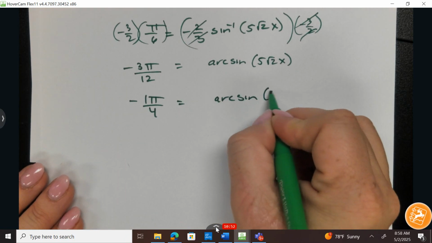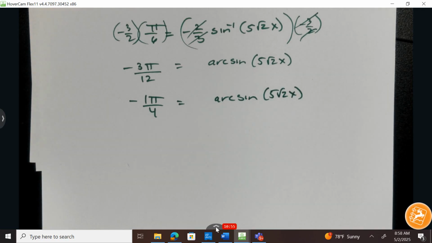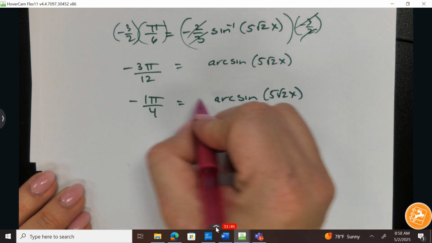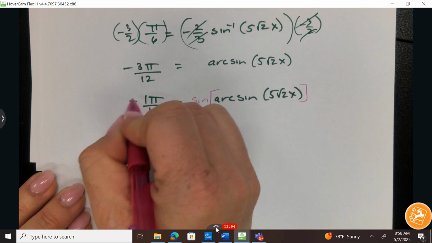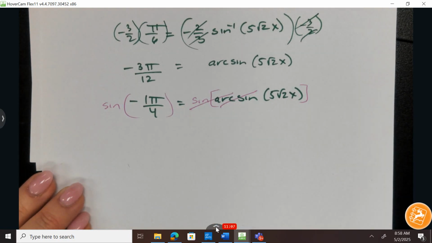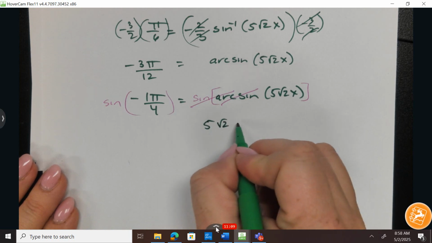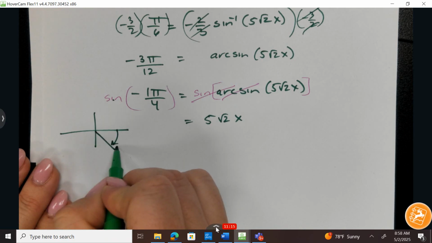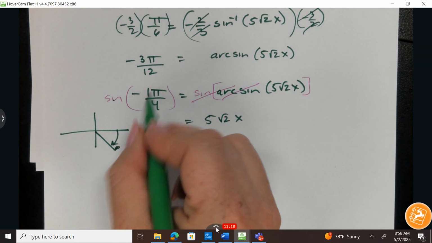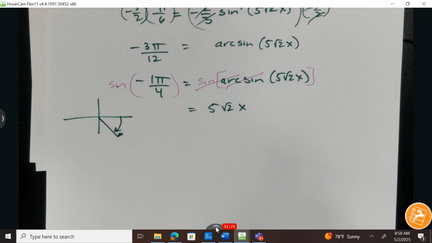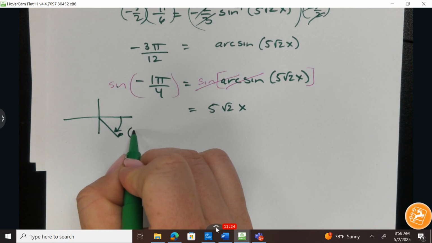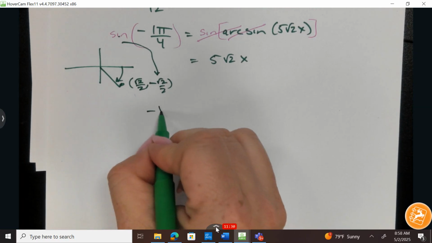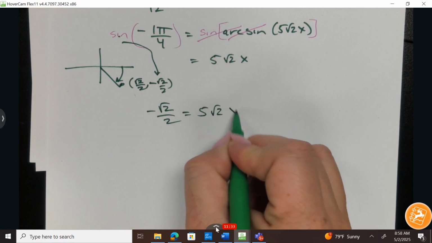Now, why I'm leaving a little bit of room is that, remember, opposite of adding and subtracting, opposite of multiplying is dividing, opposite of square is square root, right? Well, if I want to remove the arc sine to the left and to the right, I'm simply going to do the sine. So on the right-hand side, I'm left with 5 square root of 2x. Here, I'm asking myself, what is the sine when I drop down to this position? So if I drop down 45 degrees, which is equivalent to 1 pi over 4, a negative 1 pi over 4, I have square root of 2 over 2 and negative square root of 2 over 2. And I'm looking for the sine. So I have negative square root of 2 over 2 equals 5 square root of 2x.